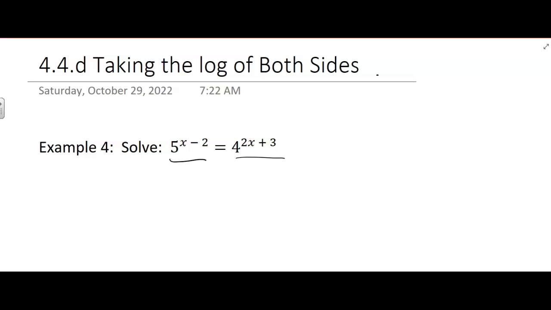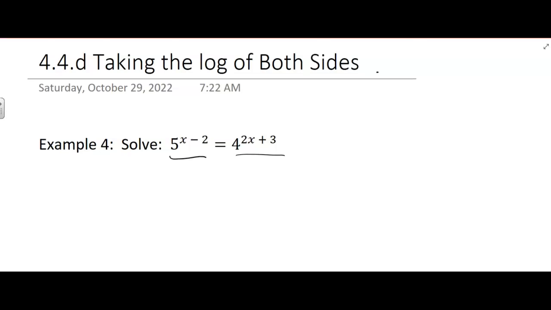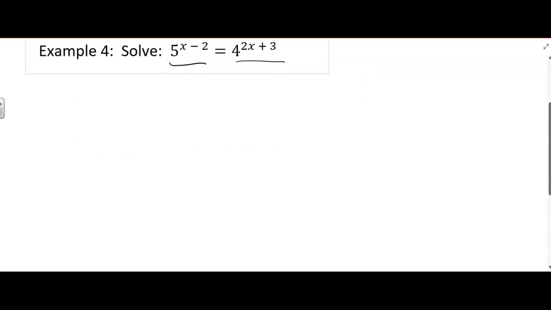So you're going to have to take the natural log of both sides. Okay, so that's what we're going to do. Here it comes. So I'm going to write natural log 5 to the x minus 2. Now I'm going to put that x minus 2 in parentheses. That'll just help me. And then I'm going to put the natural log of 4 to the 2x plus 3. And again, I'm putting those exponents in parentheses. Okay, so that's what we do. We just slap on the natural log for both sides. We're allowed to do that.